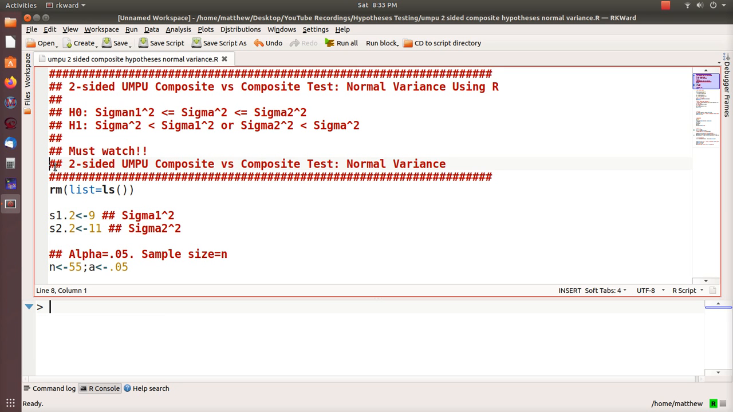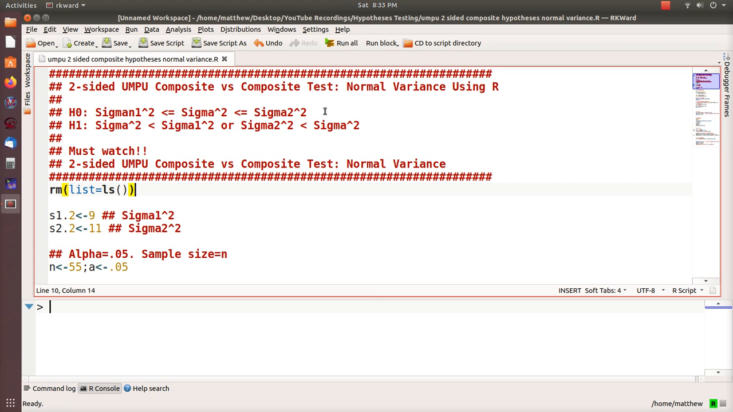So in the previous video we derived the theory and a little bit about how we're going to find the critical region in these tests, because it's not straightforward, it's not easy. So this video is the same title, but it says using R. So let's just jump right in.